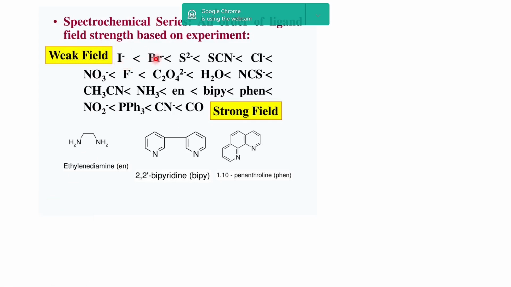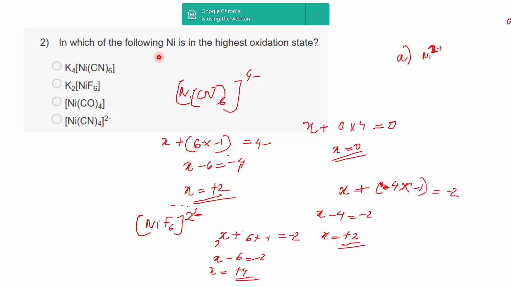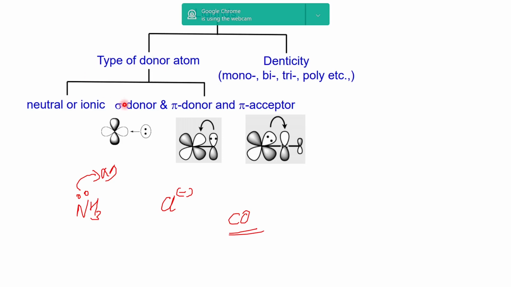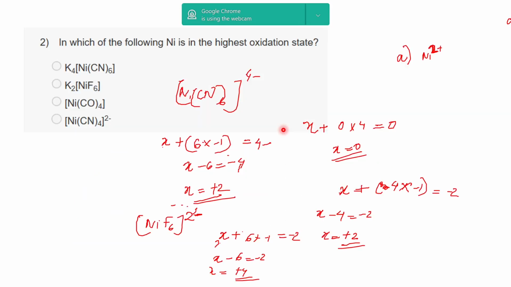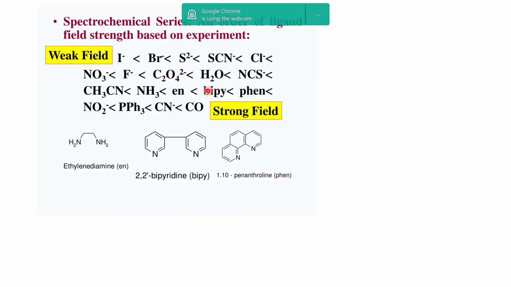Here, iodine and bromine are all pi donor ligands. I showed you there can be sigma donors, pi donors and pi acceptors. Generally we see that the pi donors are the weak ligands, followed by sigma donors like H2O, CH3 and NH3. These are sigma donor ligands. And then CO is a strong pi acceptor ligand.